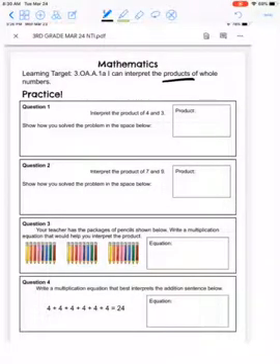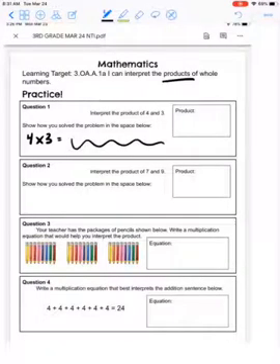So number 1, we can just go ahead and do this one together. It says interpret the product of 4 and 3. It says show how you solve the problem in the space below. So interpret the product of 4 and 3. Really what that says is we're trying to figure out the product of 4 times 3. This space here is where we show our strategies, in this box. Then you're just going to put your answer right here. Okay?